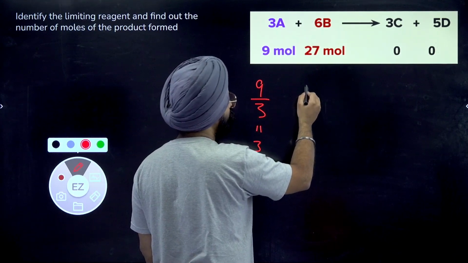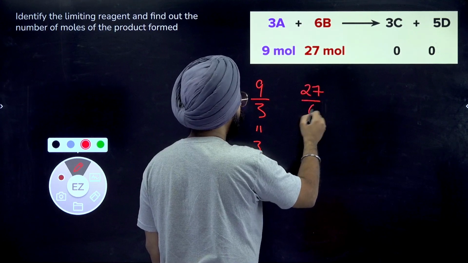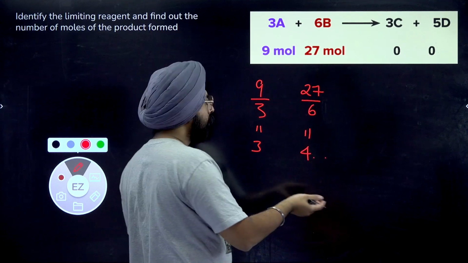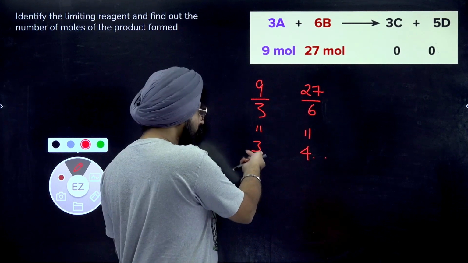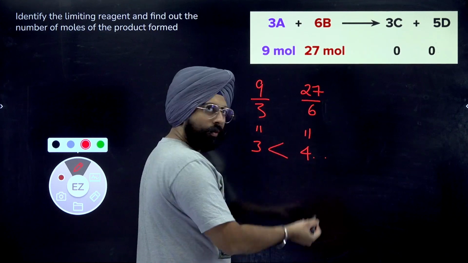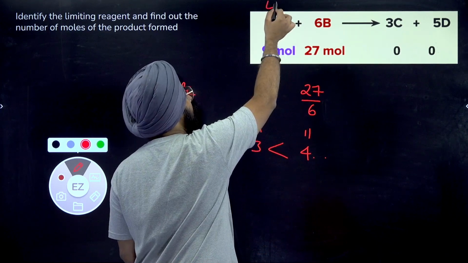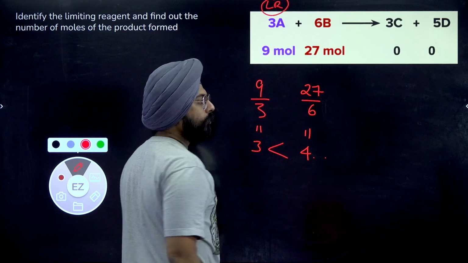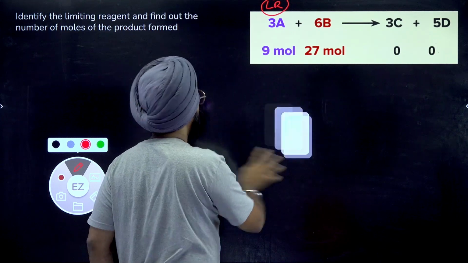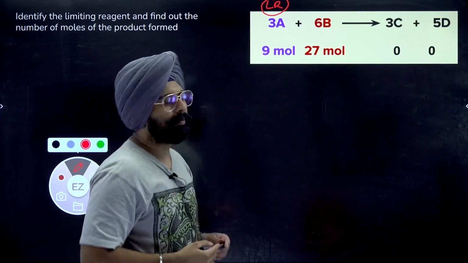27 by 6 for B, which is equal to 4 point something something. We don't need to worry what exact number it is because we know that 3 is less than 4 point something something. Since we know this, we understand that A is my limiting reagent. LR stands for limiting reagent. Coolio. We know that A is the limiting reagent.